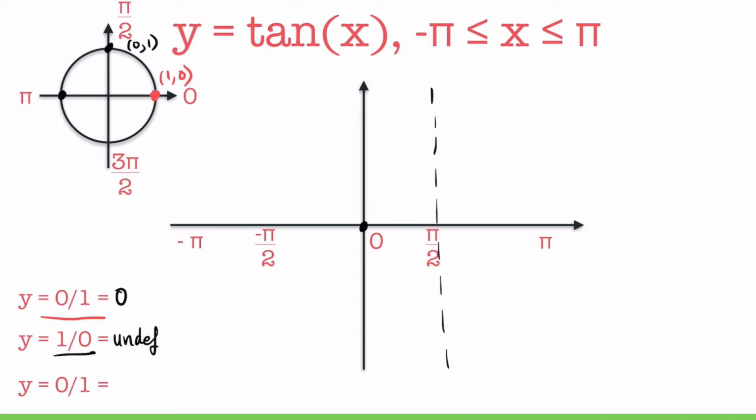We can continue moving around the unit circle. So at pi, our x value is -1, our y value is 0. So 0 divided by -1 is going to again be 0. So that means that that is another intercept.